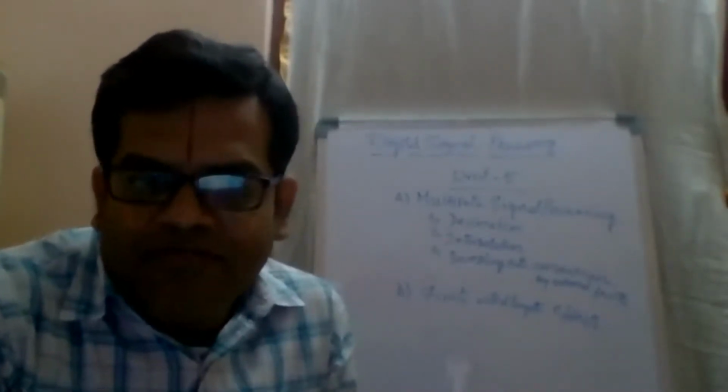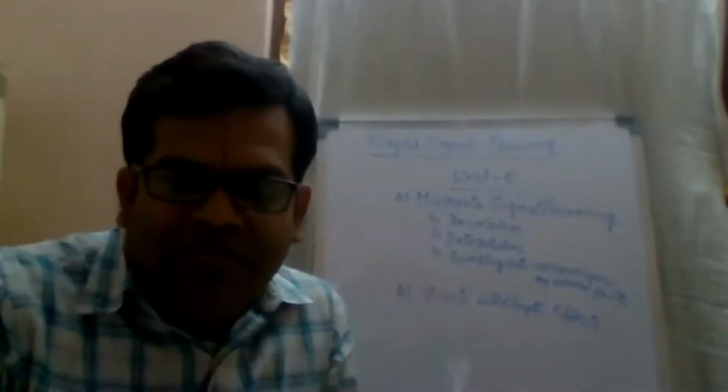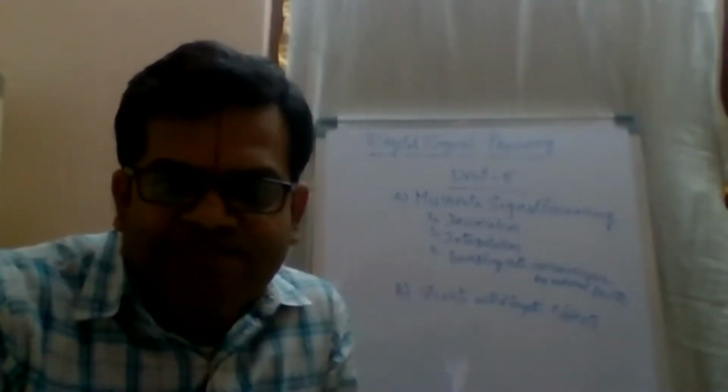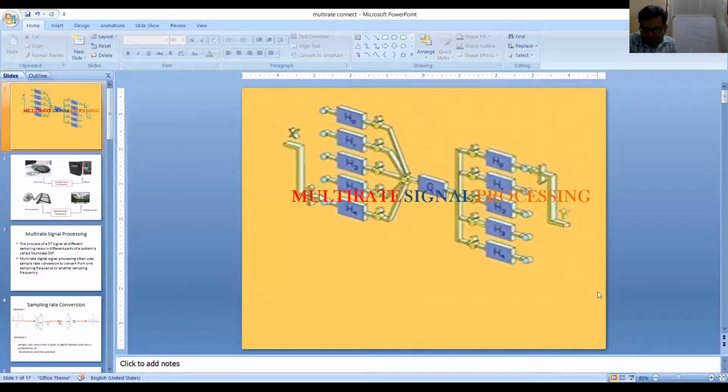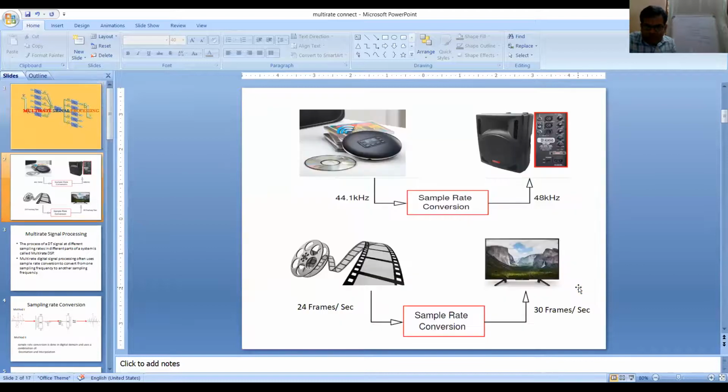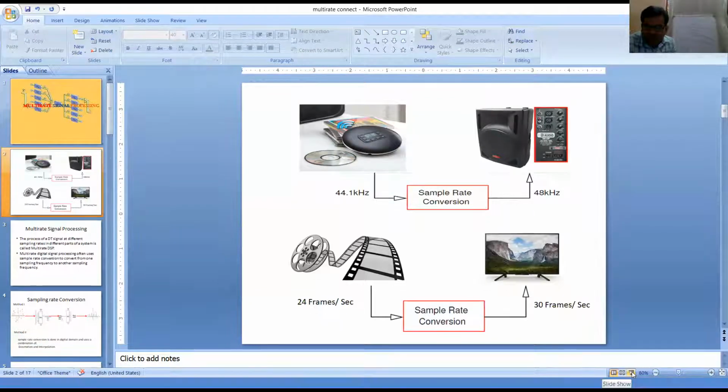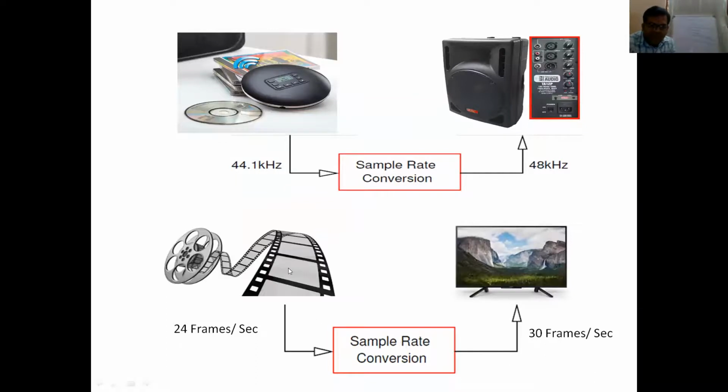So here you can see, when I'm talking about multirate signal processing, as I've told you, 44.1 kilohertz is the rate at which you write the CD. But when you have to play it in a CD player or a video player, you have to go with 48 kilohertz. So you require the sampling rate conversion in order to play the video, or the audio.